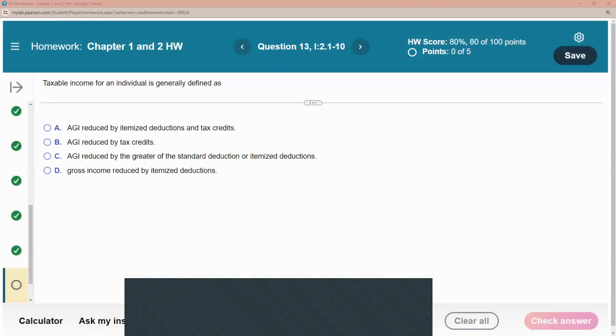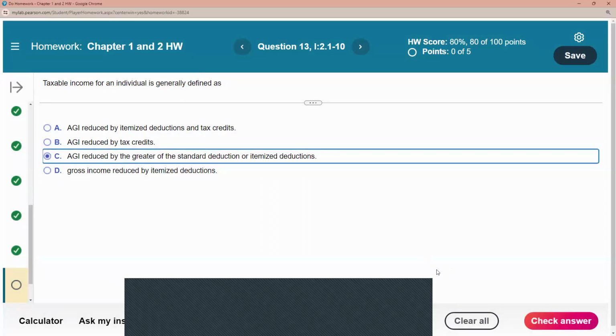For question 13, taxable income for an individual is generally defined as. So as we know, there's a tax formula, and with the tax formula, we essentially start off with our gross income. From there, we subtract any exclusions, and from there, we get deductions for AGI. And then in order to determine taxable income, the adjusted gross income is reduced by the greater of the standard deduction or itemized deductions, as we saw in the previous problem. So C is our correct answer.